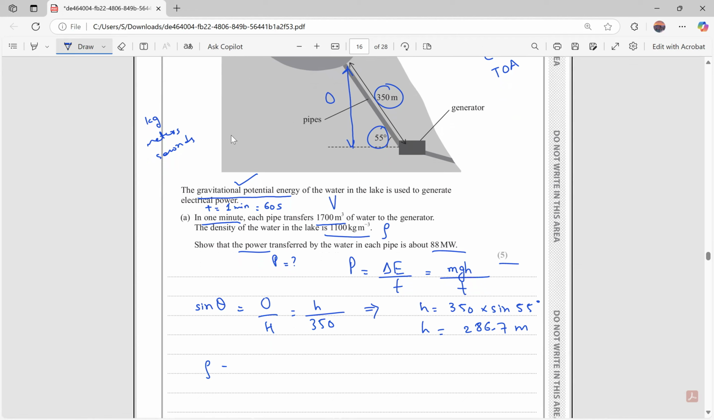Density is mass over volume. So this implies that the mass will be equal to density times volume. The density is 1100, the volume is 1700. So the mass would be 1.87 times 10 power 6 kilograms.